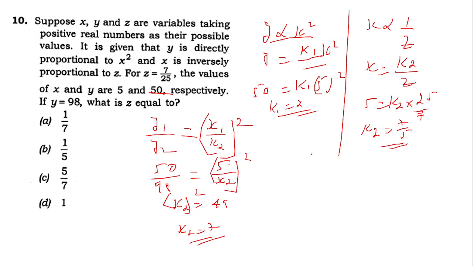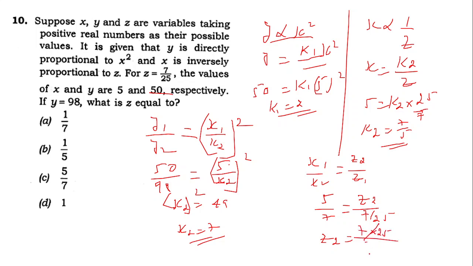Now we have to find the value of z. When we come to this side, x1 divided by x2 is equal to z2 divided by z1. Why? Because it is inversely proportional. Okay, so x1 value is 5, x2 we just now got 7, z2 we don't know, we have to find out. z1 is already given, 7 by 25. So z2 is equal to what happens? This 7 by 25 comes to this side. So 7 by 25 divided by 7, here you have into 5. 7 gets cancelled. So 5 by 25, which is 1 by 5.